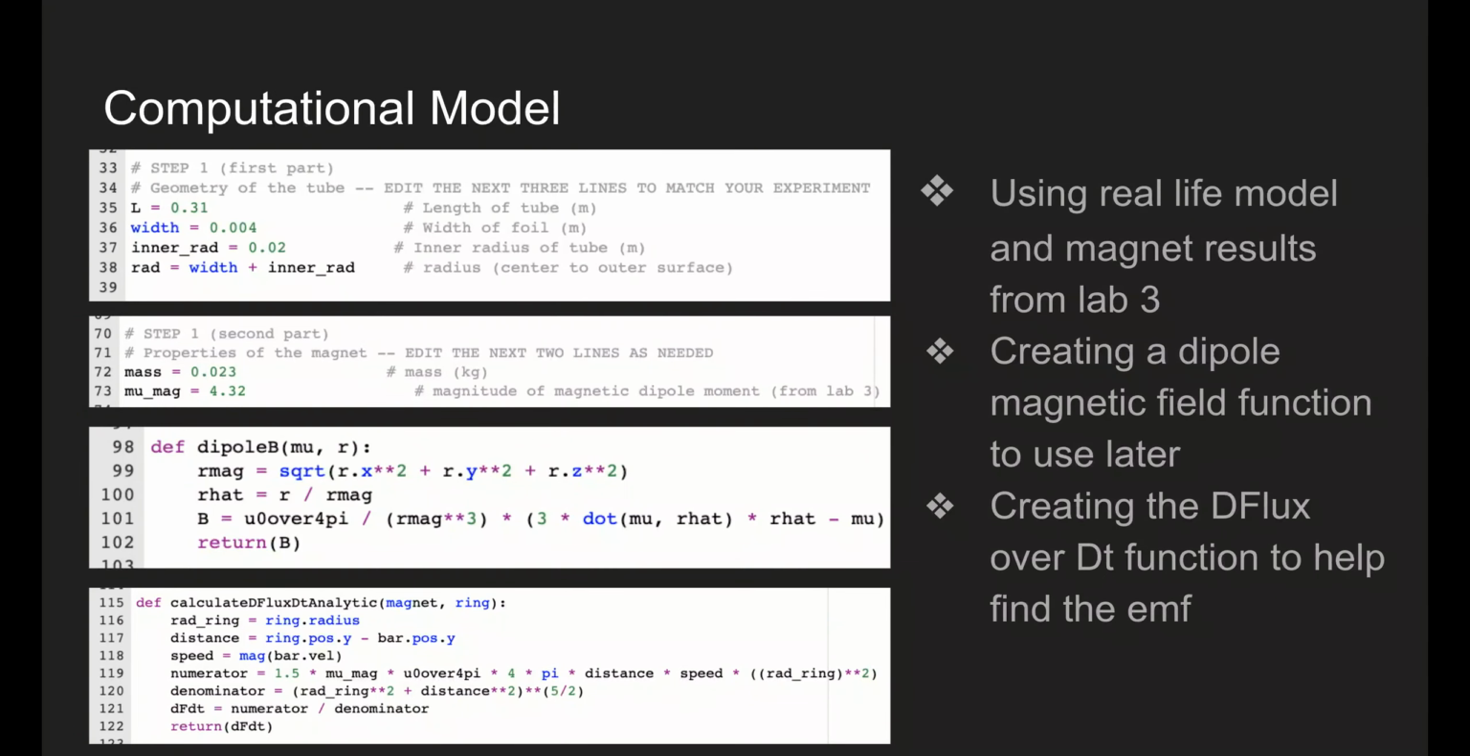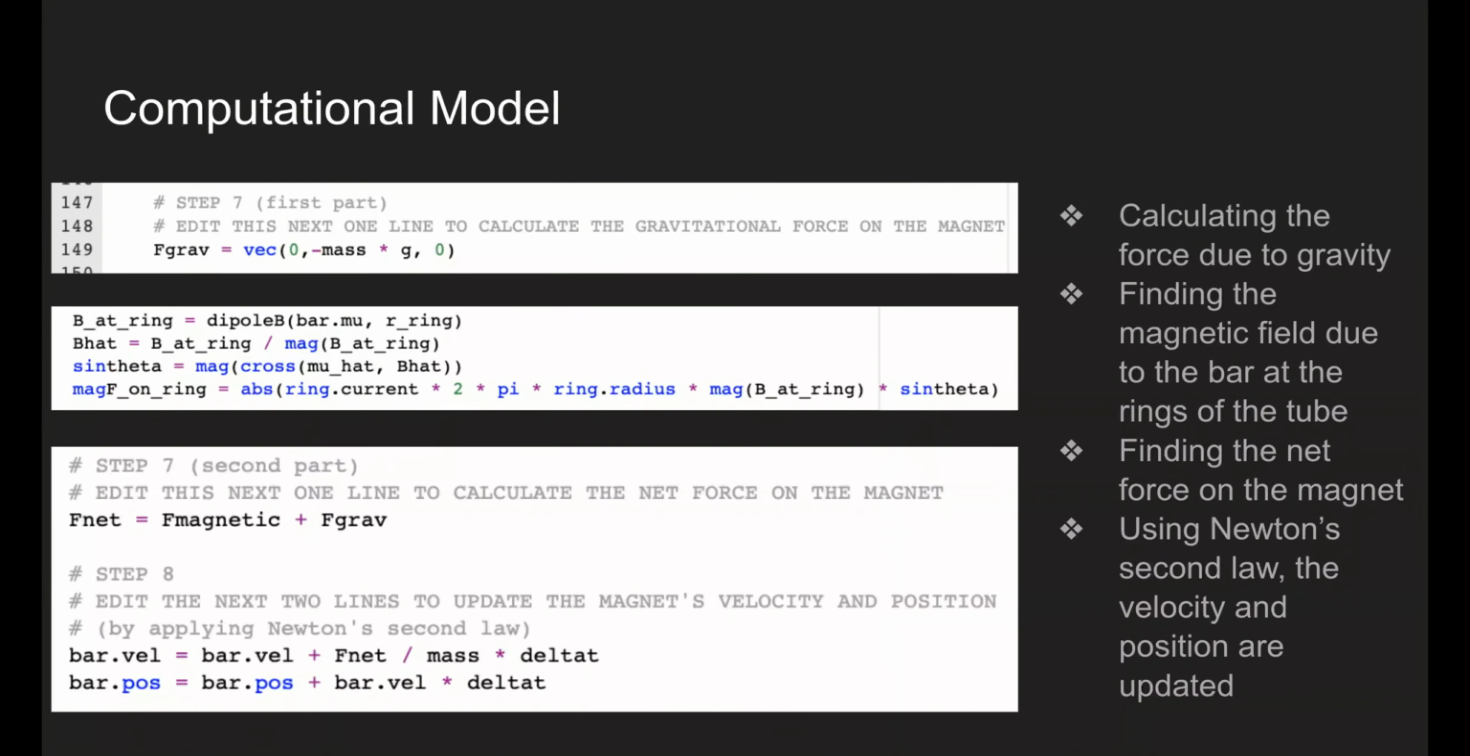So here's the computational model I used. At the first part, you can see where I put in the geometry of the tube from real life. The properties of the magnet from Lab 3 are below, and then the function to find the dipole magnetic field, and then the dΦ/dt are below. Here I have the force due to gravity, the actual magnetic field at the ring using the dipole magnetic field function. Below that is the net force on the magnet, which is just the magnetic force plus the force due to gravity. And then below that is where I use Newton's second law to update the bar magnet's velocity and position.